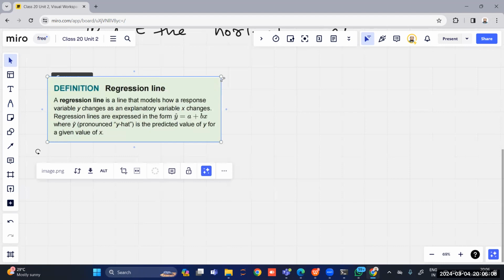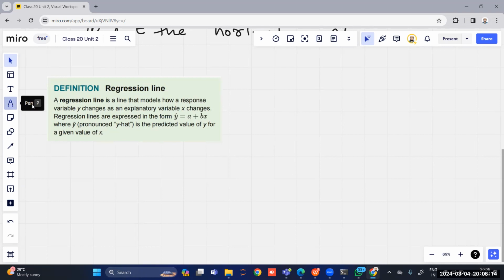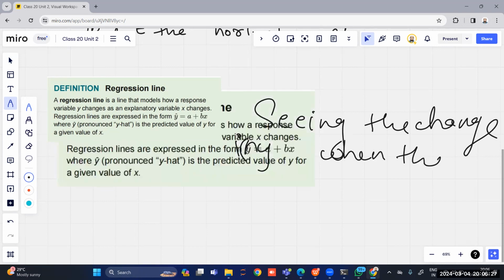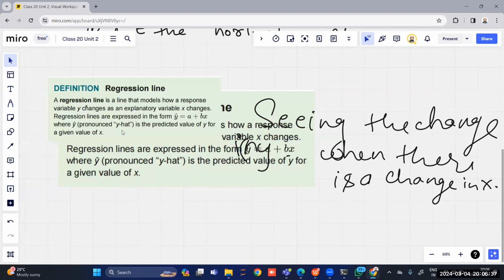Okay, so what is it? A regression line is the line that models how a response variable y changes. So we are seeing the change in y. Now we can comment about y: the change in y when there is a change in x. Yes or no, Zaid? We have seen this. Correct?